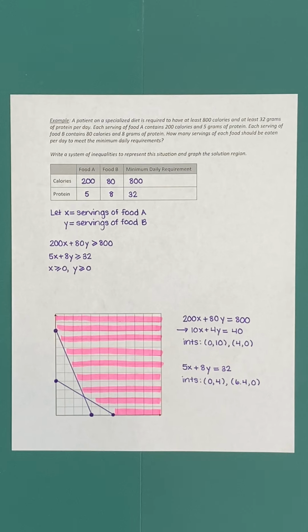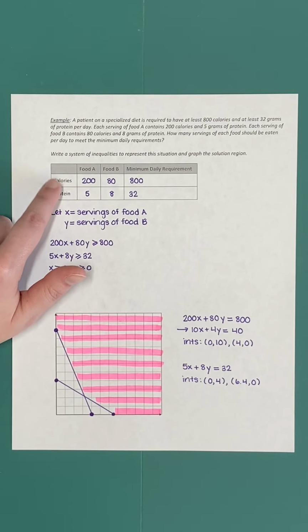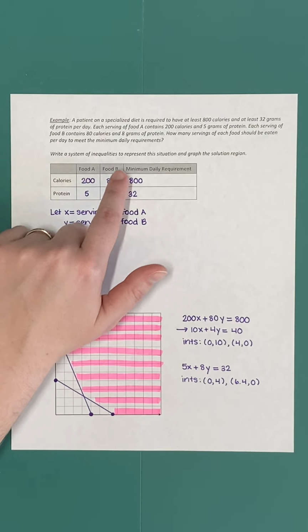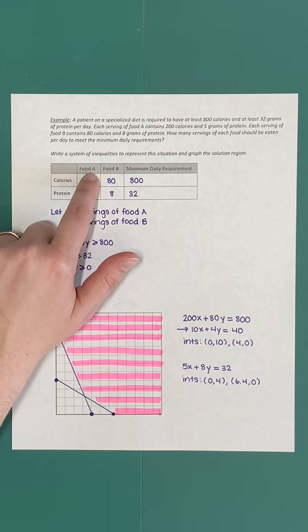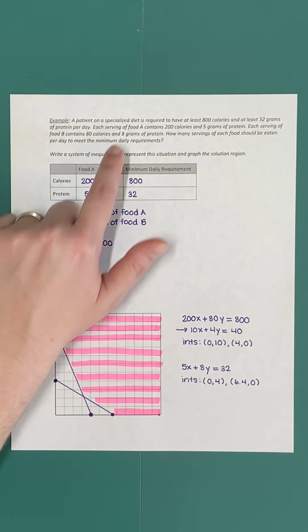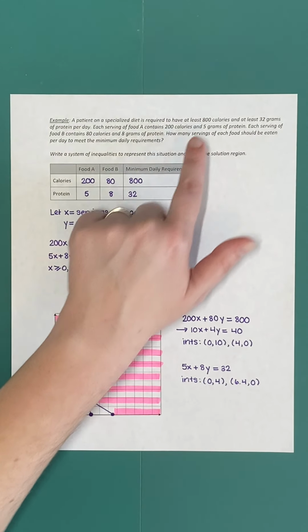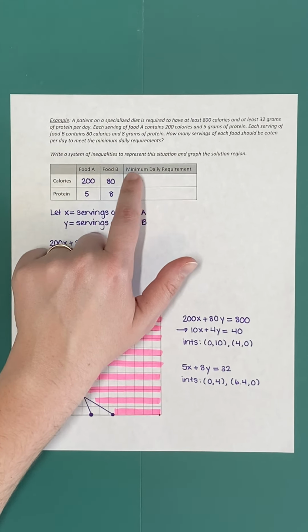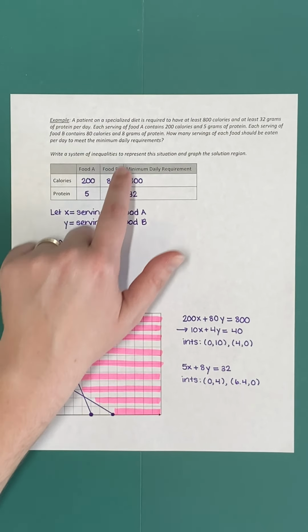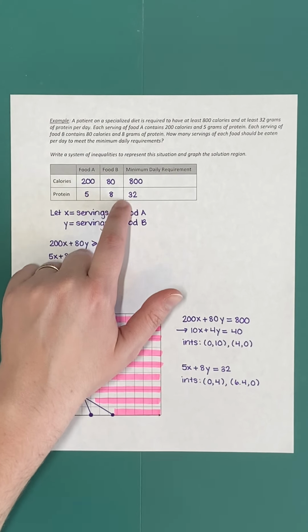So in a situation like this, where there's a lot of different components, we need to be really organized. So I've drawn a table. I want to organize based on nutrients and then based on food types. So calories and protein in food A and in food B. Food A has 200 calories and 5 grams of protein. So that's everything for food A. Now food B has 80 calories and 8 grams of protein. So that's everything in food B.